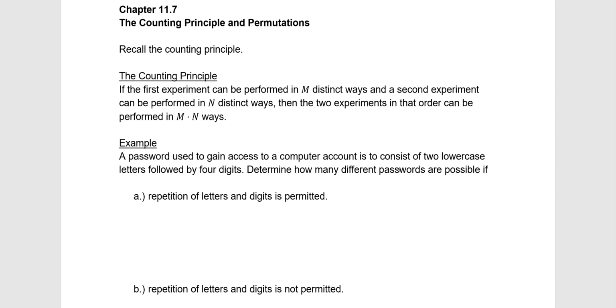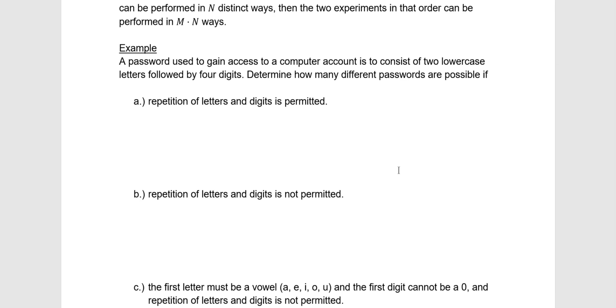In this chapter, we're going to be going over the counting principle once again and permutations. So recall the counting principle that we've learned previously. The counting principle says if the first experiment can be performed m distinct ways and a second experiment can be performed n distinct ways, then the two experiments in that order can be performed m times n ways. So we multiply. So let's do a couple examples here.